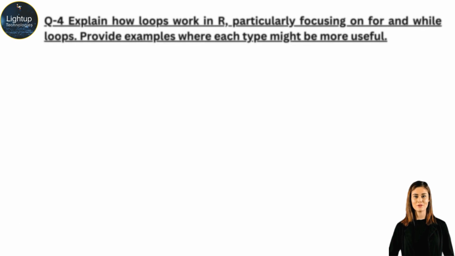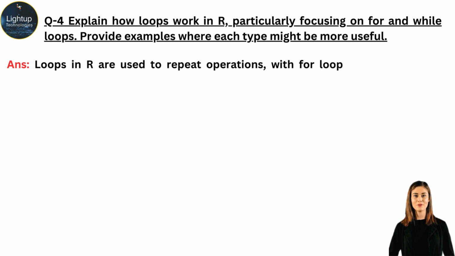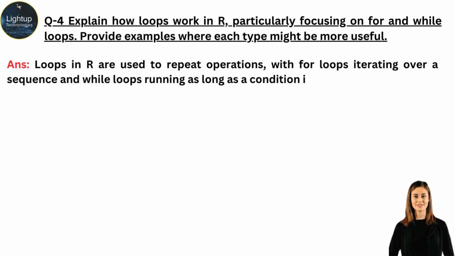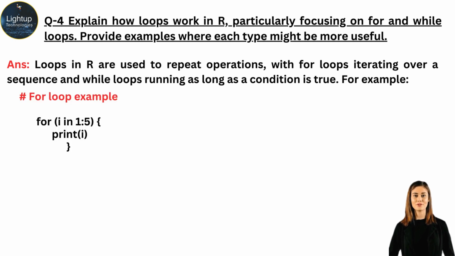Explain how loops work in R, particularly focusing on for and while loops. Provide examples where each type might be more useful. Loops in R are used to repeat operations, with for loops iterating over a sequence and while loops running as long as a condition is true. For example, for loop example.